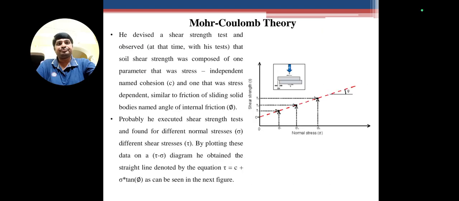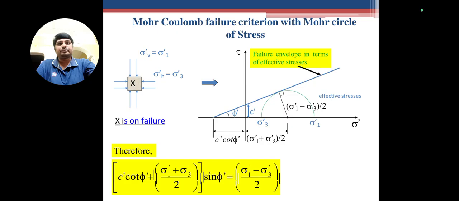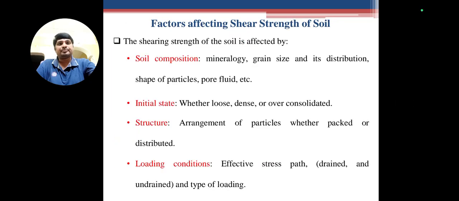Then coming to the Mohr-Coulomb theory, it will take more time to find. We are going to discuss what type of factors will affect the shear strength of the soil. The shear strength of the soil will be affected by the soil composition, what type of mineralogy the soil has, the grain size distribution, the shape of the particles, pore fluid, etc. So the shear strength will vary with the soil composition.